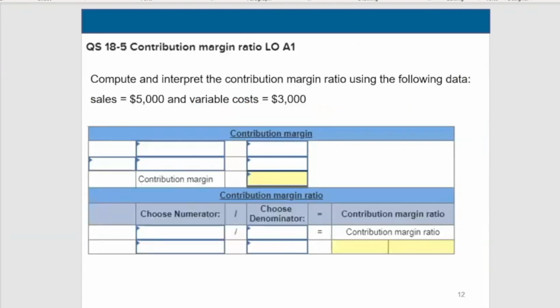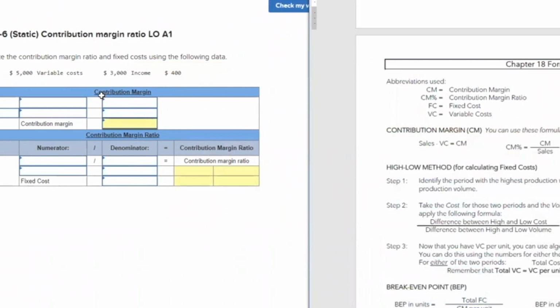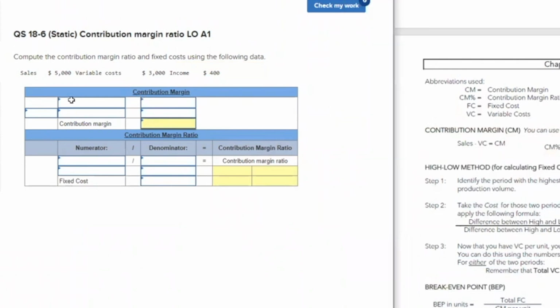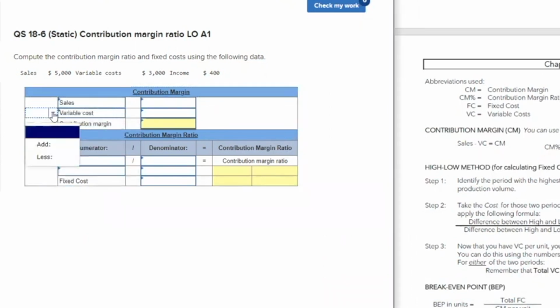So let's just do a problem. Number 4. And we're going to calculate the contribution margin. So again, contribution margin, as you learned, is sales minus variable cost. Our sales are 5,000. Our variable costs are 3,000. So our contribution margin is 2,000.